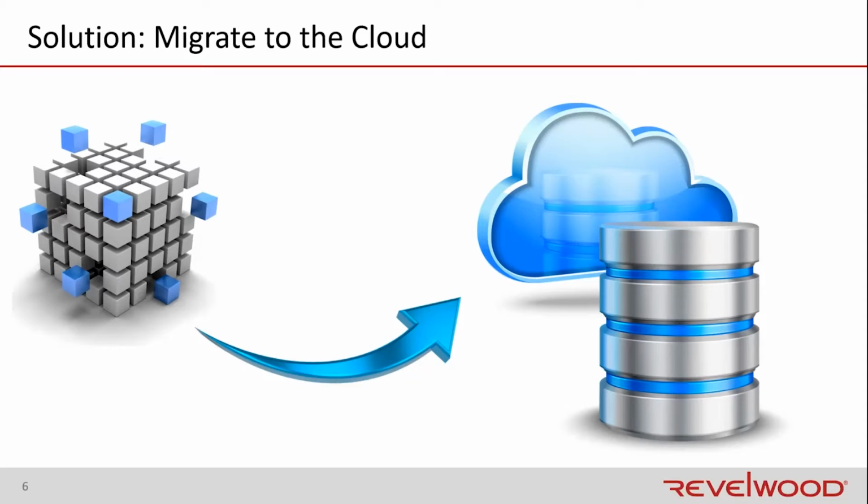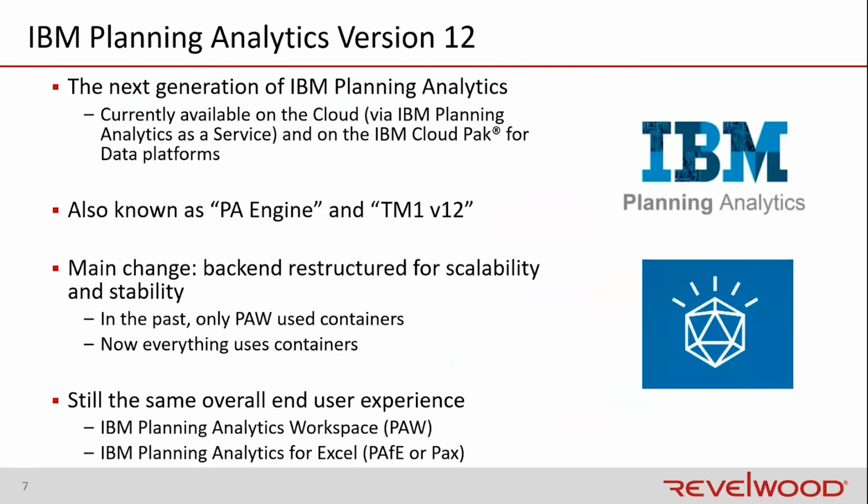The reason that I talked about the cloud is this is where we transition into version 12. Yes, version 12 is available as a local instance. It's accessible on premise using something called Cloud Pak for Data, but most of our customers associate version 12 with the cloud. So what is version 12? IBM references version 12 as the next generation of IBM Planning Analytics.